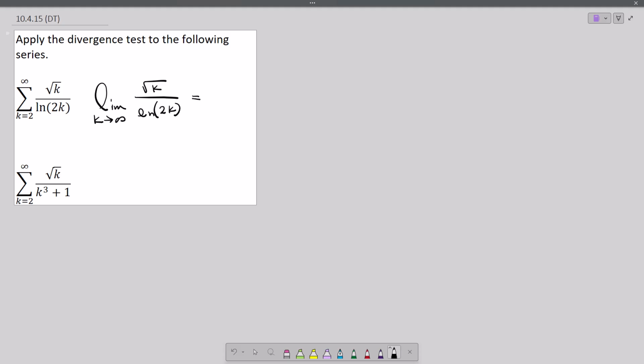Well, that's a L'Hopital, right? That's infinity over infinity. It's indeterminate. Infinity over infinity, and so we can apply L'Hopital's rule. L'Hopital's rule says take the limit of the derivatives. So in the numerator, we take the derivative. In the denominator, we take the derivative. And for the denominator's derivative, we have to use the chain rule. So we get 1 over the inside times the derivative of the inside.